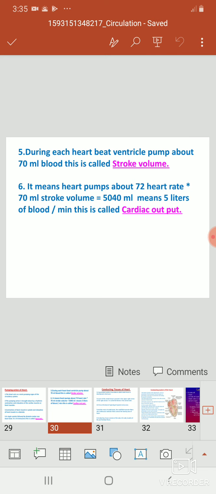During each heartbeat, the ventricle pumps about 70 ml of blood, which is called the stroke volume. It means the heart pumps about 72 times, which is the heart rate, and 70 ml is the stroke volume. We will find near about 5040 ml, that is about 5 liters of blood per minute, and it is called the cardiac output.